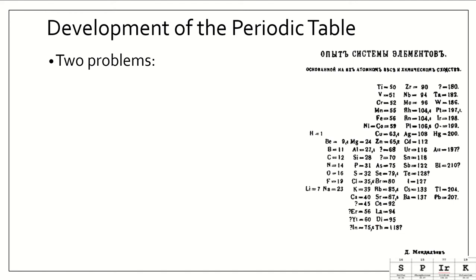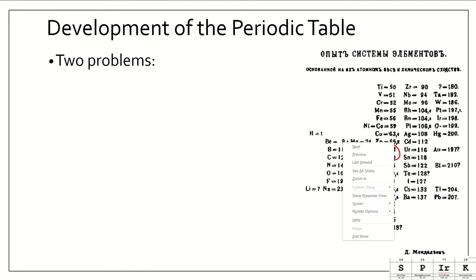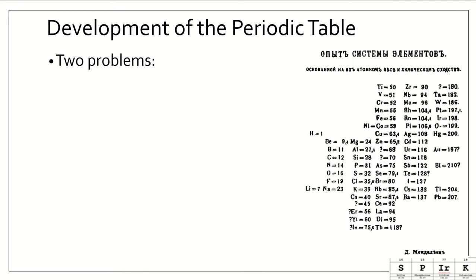Now, something important to note is that he has some of these with question marks. So this is where he was predicting elements, where he thought elements would be or that would exist, but they didn't yet. Even here, he had gold, and he had estimates of what their masses were.